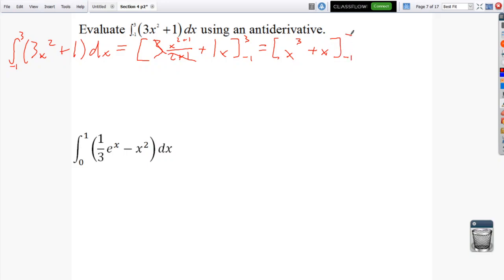Why do I simplify it? Because now I have a bunch of stuff that I want to write down. I need to write this down as evaluate at the upper minus evaluate at the lower.